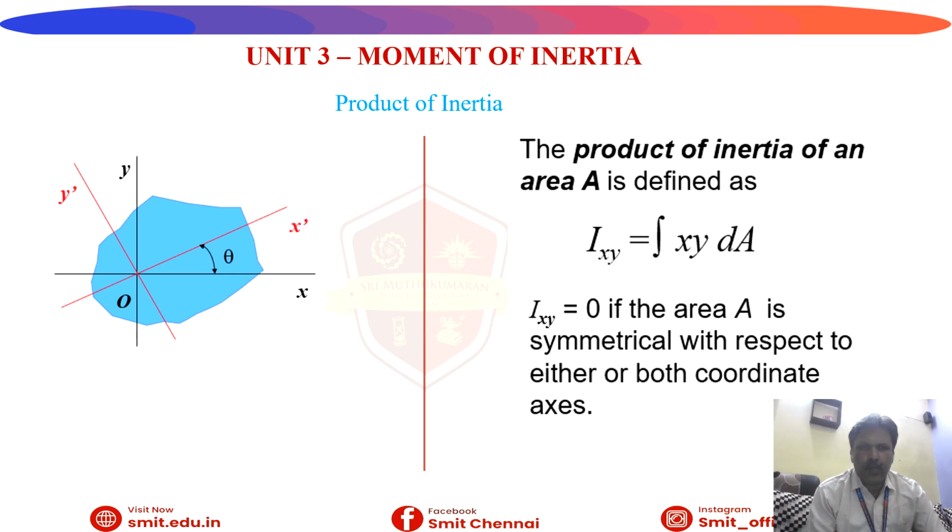Now, product of inertia. The product of inertia of an area A is defined as Ixy equal to the integral of xy dA. Ixy equals 0 if the area A is symmetrical with respect to either or both coordinate axes. Now we can see one area we have taken, with some measurements given, some coordinates x dash and y dash and some angle. If the area you take is symmetrical, then Ixy equals 0.